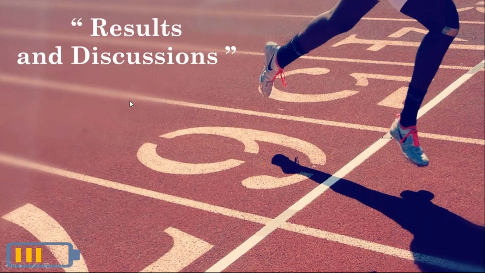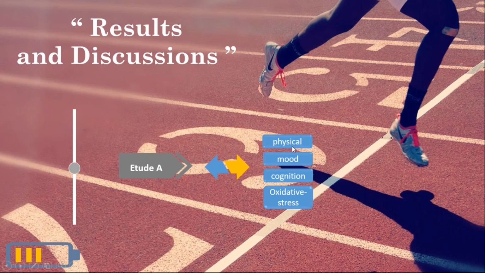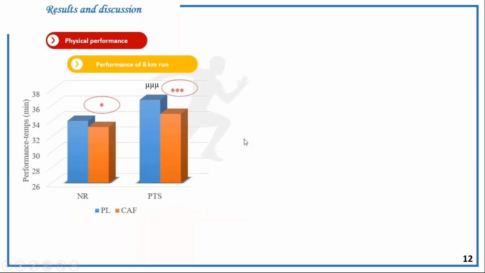The third section now, the results and discussion. For the results, we will see, as we said, the physical parameters, the mood, the cognition, and finally the oxidative stress parameters. For the physical parameter, the performance of 8-kilometer run following the ingestion of caffeine. We have here in blue the placebo group, and in red, the caffeine group. Here on the left, we have after reference night, and on the right, after the total sleep deprivation night.